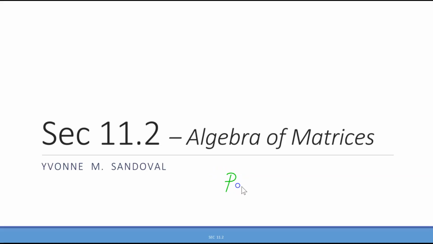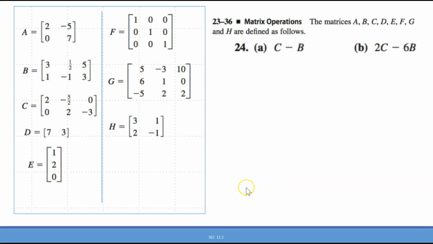Algebra of Matrices, Part 2. We've been looking at adding and subtracting matrices, scalar multiplication. When we add or subtract matrices, we have to remember they must be of the same size. As long as they're of the same size, we can add or subtract corresponding entries.